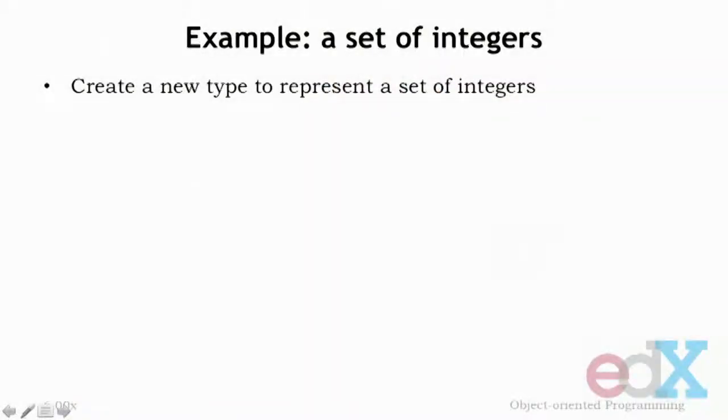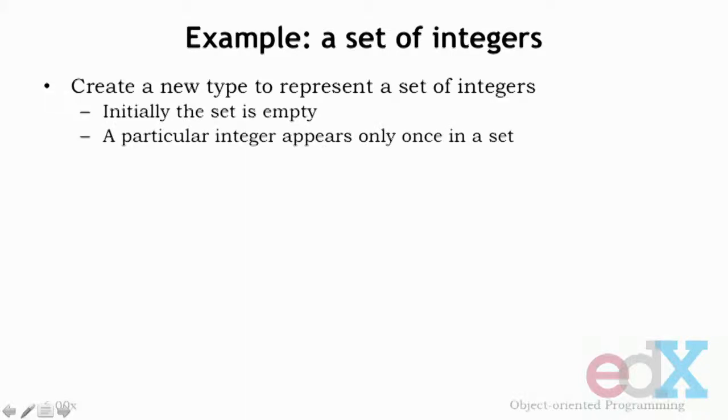So, as you go through the examples, see what we've done, and perhaps think a little bit about how you would have done it differently. As an example of classes in action, let's define a new data type to represent a set of integers. So initially when we create an instance of that set, the set will be empty. It has no elements in it. And then as we add elements to the set, it will slowly accumulate integers.